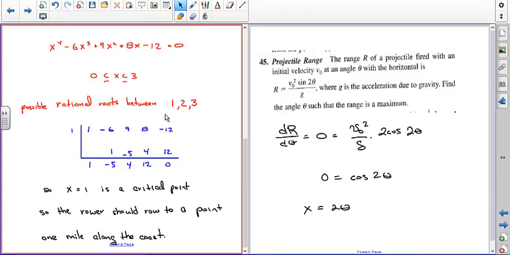So the first thing you want to do is take the derivative of the function. So rewrite the square root of x minus 1 as x to the 1/2 power. The derivative of x is 1.